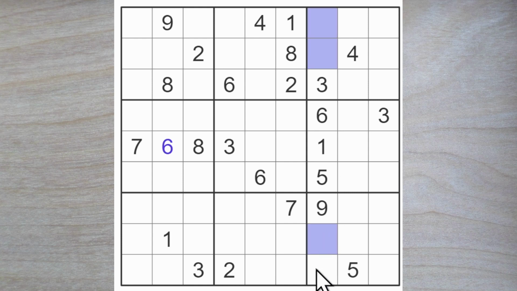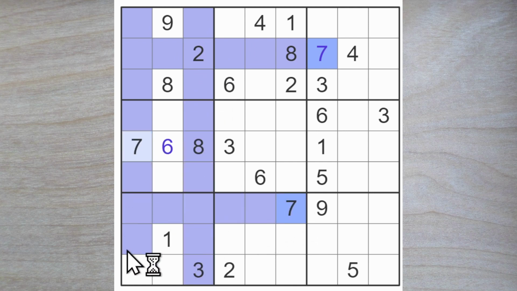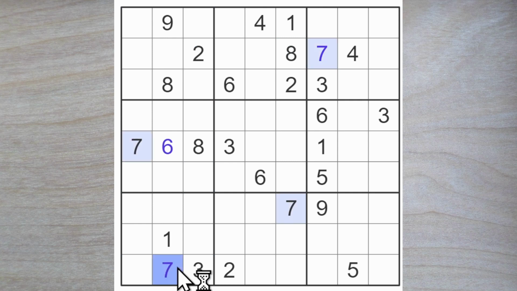Here we need to find a 2, 4, 7, and an 8. We have a 2, 4, and an 8 blocking here, so this must be a 7. This 7 blocks up, this 7 blocks across. One of these must be a 7 blocking down. This 7 blocks across. So we have a 7 here.